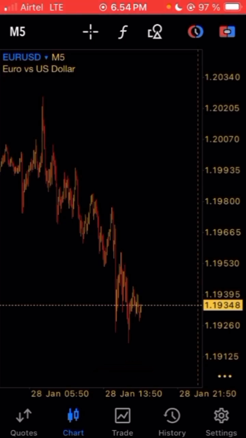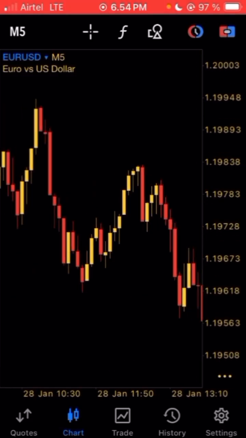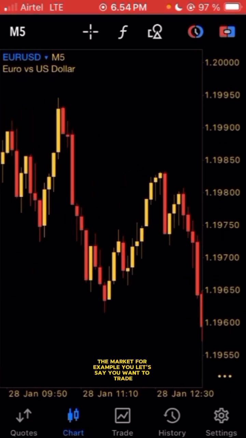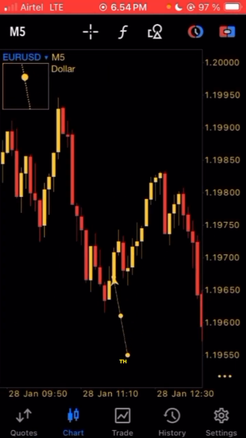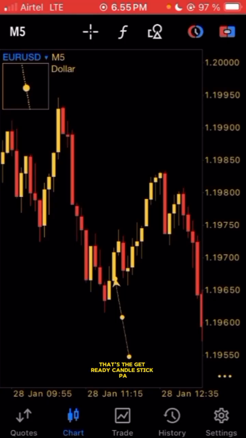There are also different types of candlestick patterns apart from the major and the minor. We have the get ready candlestick patterns, the reaction candlestick pattern, and the manipulation candlestick pattern. The get ready candlestick pattern is the market. For example, let's say you want to trade. The get ready candlestick pattern will prepare you for entries, exits, your take profit, your trailing stops, and all of that. So that's the get ready candlestick pattern.